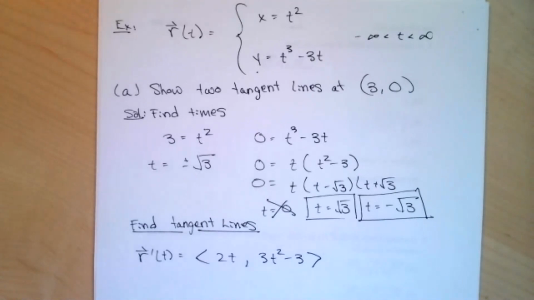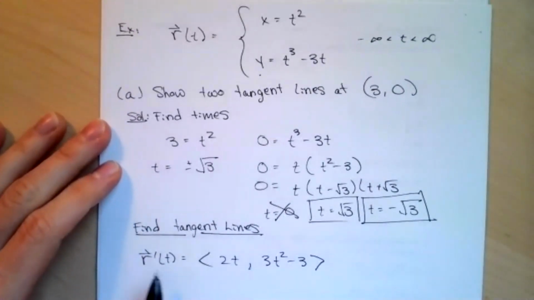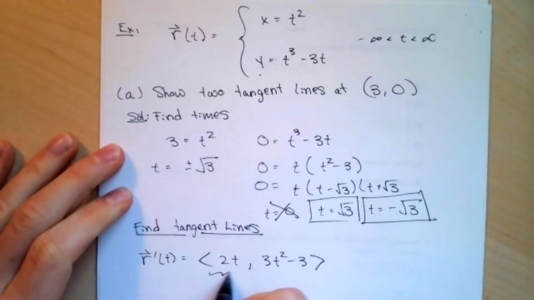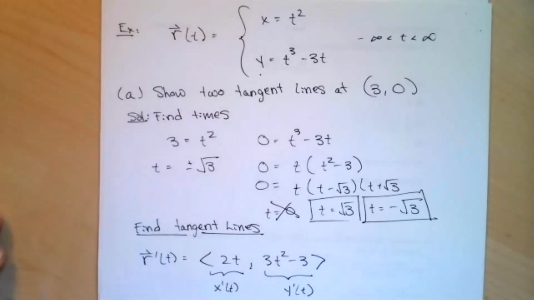So to find the tangent line is going to come from the derivatives. And what we can do is keep track of the individual rates of change of our coordinate parameterization. Namely, this is just the derivative of our x function, so x prime of t, and this is our y prime of t. We want to keep track of both of those.